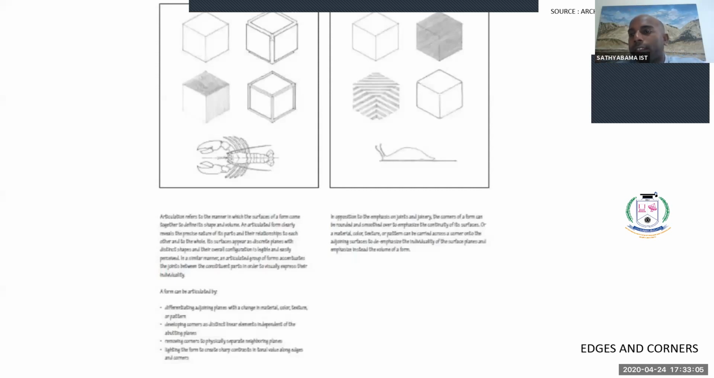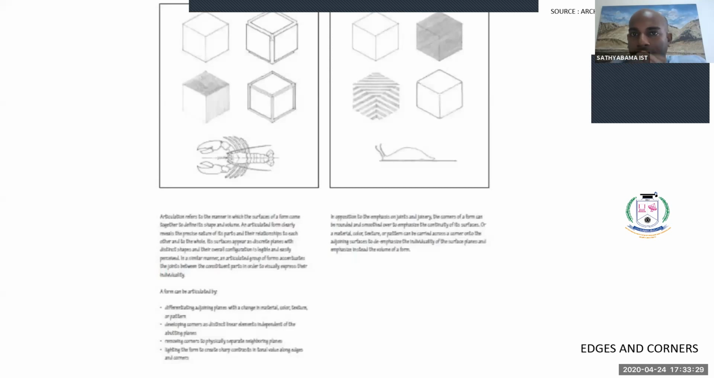Now, if you were to take the contrarian approach or the opposite approach, can you break form? Can you break the edges and corners? You can do that by highlighting the form, right? What do I mean by that? As the edges and corners disappear, right? The form becomes more obvious, right?